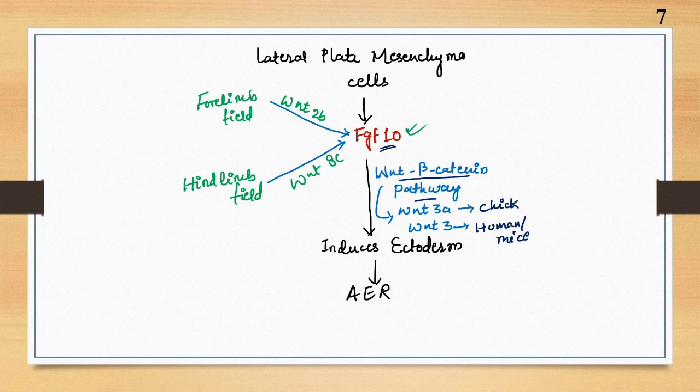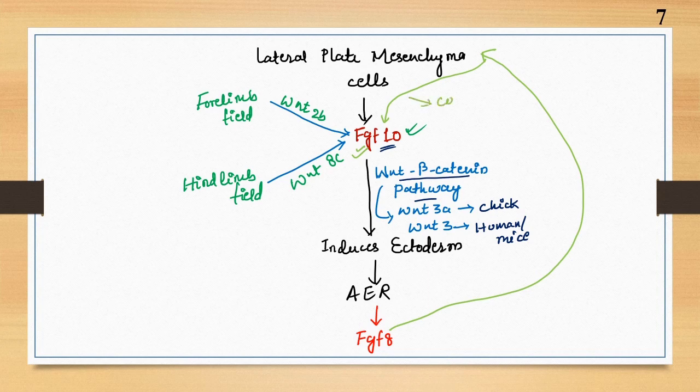Now this AER releases another signaling molecule which is known as FGF8. This FGF8, what does it do? It induces the lateral plate mesenchyme cells to produce even more FGF10. Now what is the function of FGF10? It leads to continuous proliferation of mesenchymal cells. Now what is the result of this continuous proliferation?